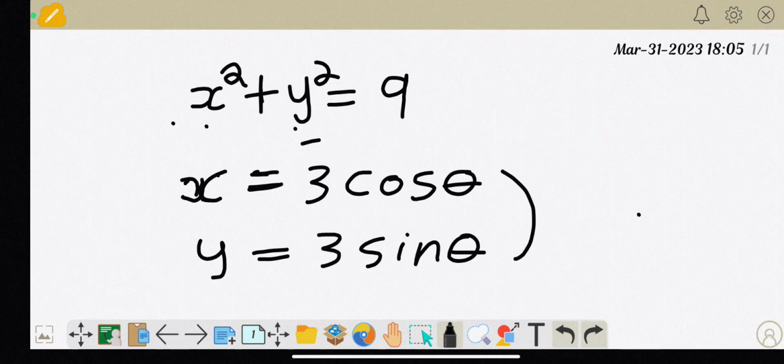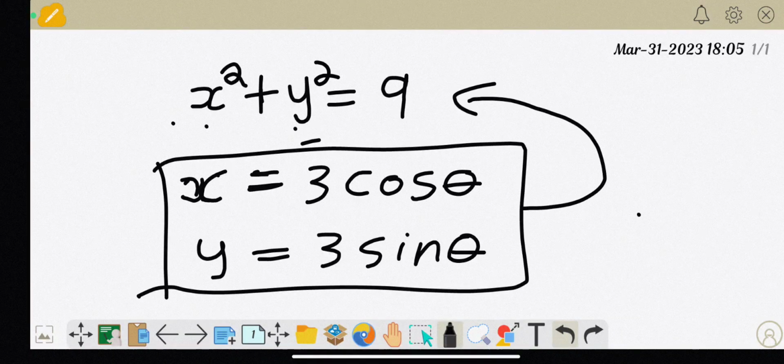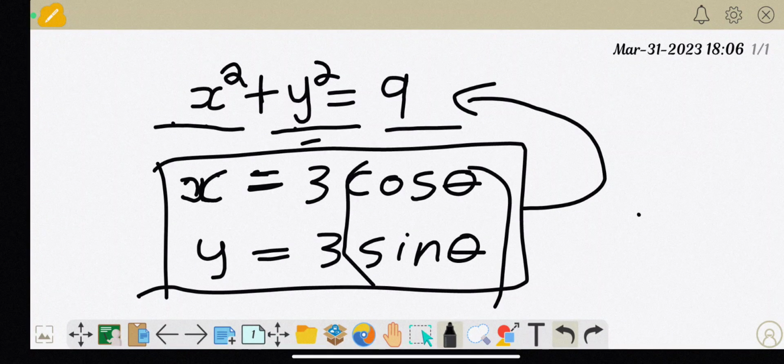In the process of parametrization, you have to select the equation in such a way that when you substitute, it makes no difference to the question. Just substitute and solve it. You'll get 9 as your answer. 3 square cos square theta plus 3 square sin square theta equals 9. Now 3 square is 9, take 9 common outside. Cos square plus sin square equals 1, so 9 equals 9. Our question is not altered. So this is the advantage of parametrization.